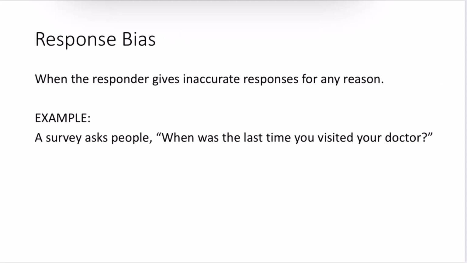And then another type of bias that can show up is response bias. Response bias happens whenever the responder gives an inaccurate response for any reason. For example, if you ask people when was the last time you visited your doctor, a lot of people will not be able to remember when the last time they visited their doctor was. And if they do remember it, it's going to be an estimate and it's not going to be a precise answer. And so their responses are going to be inaccurate. That is an example of response bias.